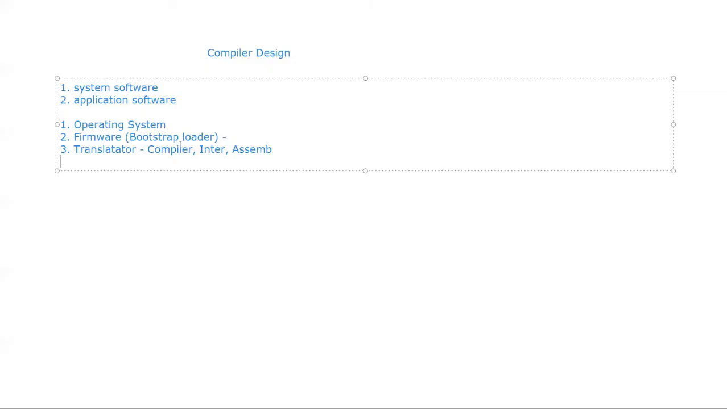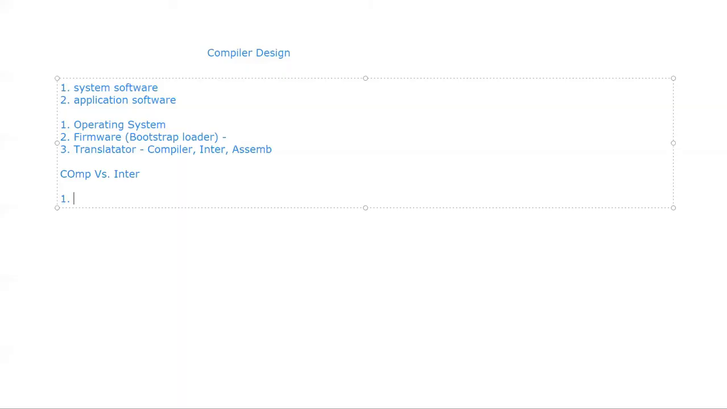So in this particular lecture, we'll focus on the compiler. We'll discuss compiler and assembler both, and sometimes we'll discuss the interpreter also at the initial stage. So before starting the compiler design in depth, let's discuss the difference between compiler and interpreter, like compiler versus interpreter, right?